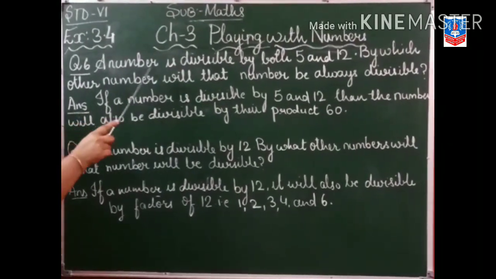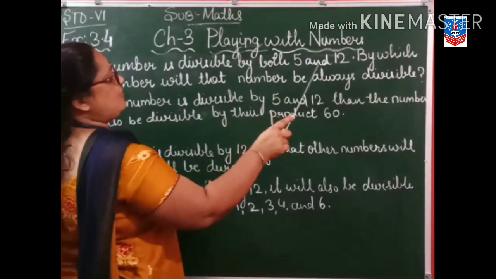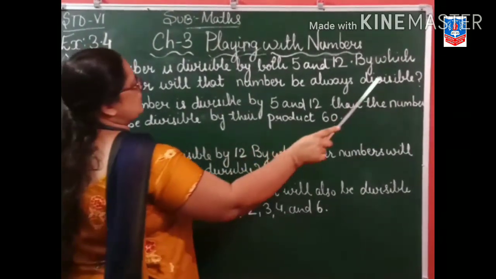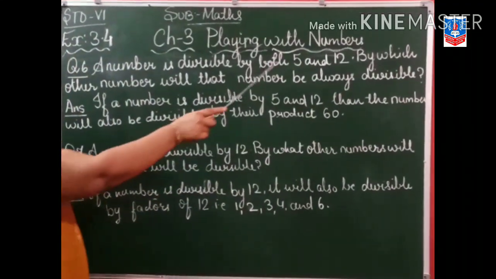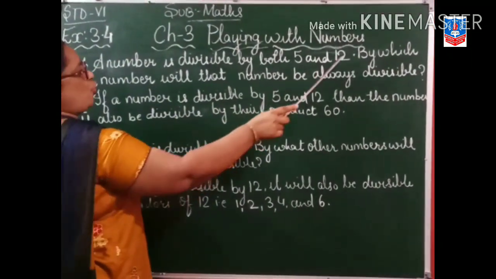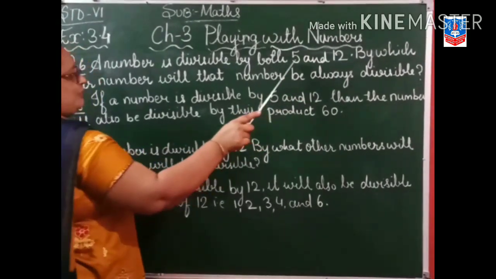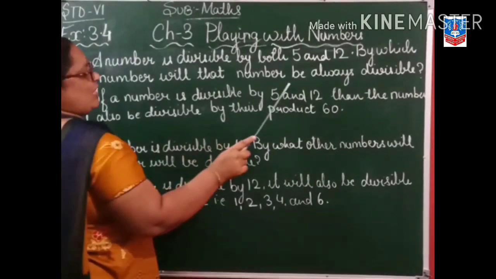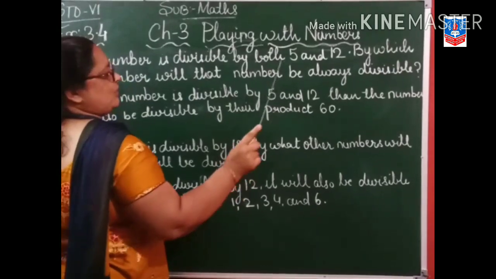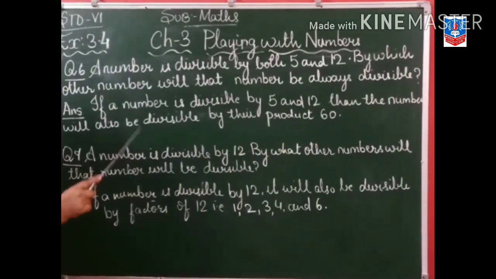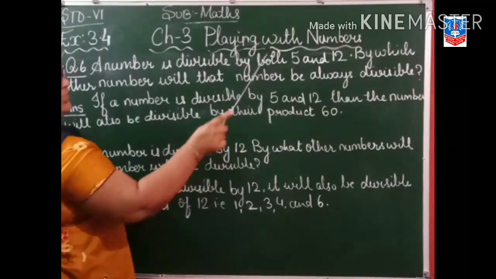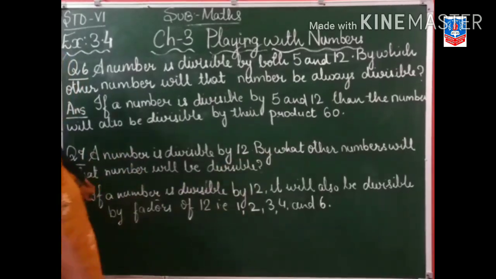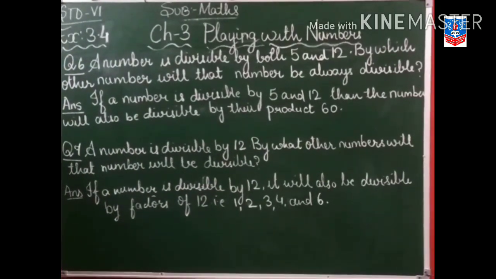Question 6. A number is divisible by both 5 and 12. By which other number will that number be always divisible? Now see, 5 and 12 are co-prime numbers. There is no common factor between them except 1. So, if a number is divisible by 5 and 12, which are co-prime, then that number is also divisible by the product of those numbers. Here, the numbers are 5 and 12. So, the product of 5 and 12 is 60. Is it clear?